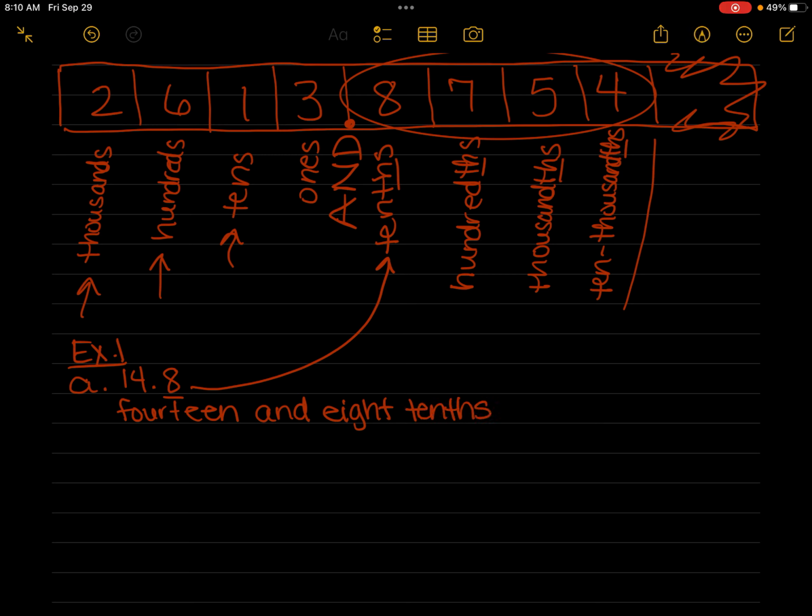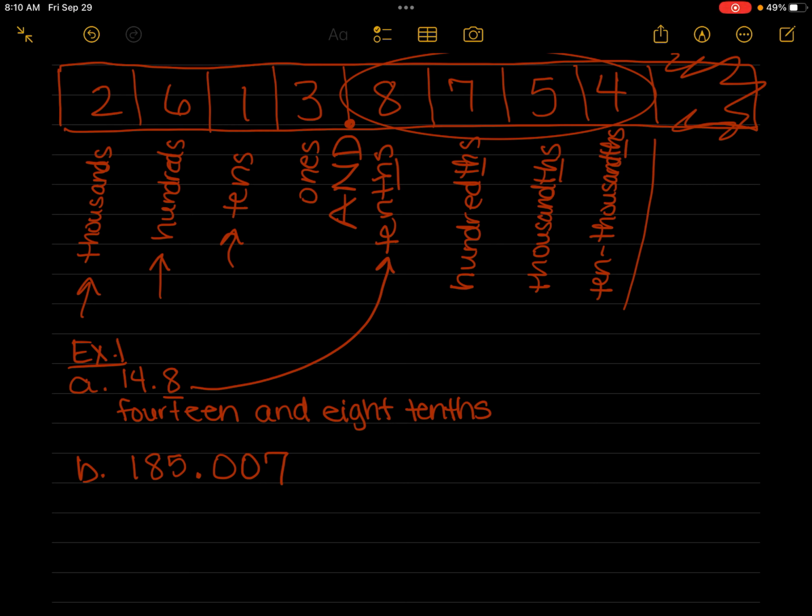Okay, and that's how we say it, and that's how we would write the word form, 14 and 8/10. Okay, letter B, still in the same example, we're writing a word name for each of these decimals. We have 185.007. Okay, so I'm not saying it correctly the first time because we're going to talk about how to say it correctly.